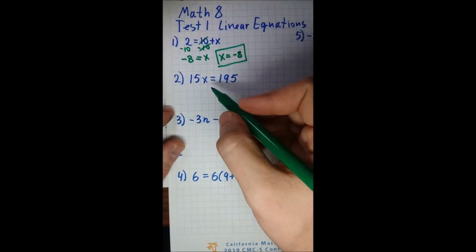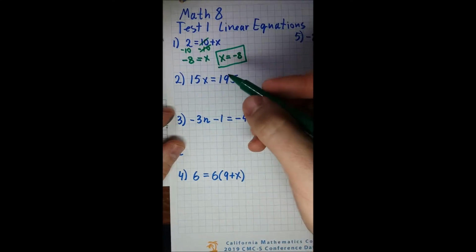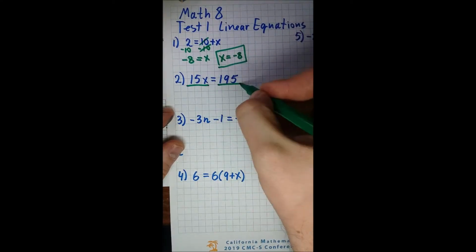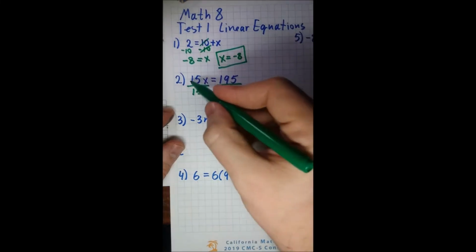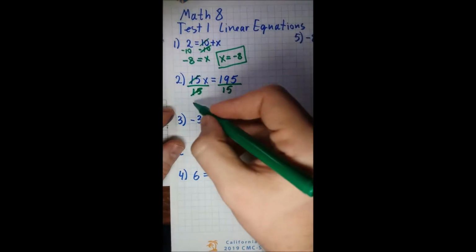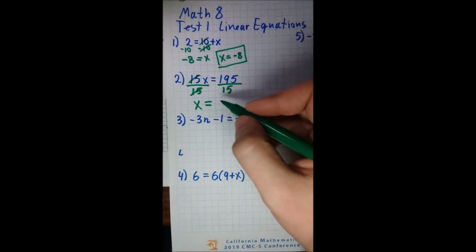Question 2. 15x equals 195. We need to divide both sides by 15. Okay, so x equals 13.